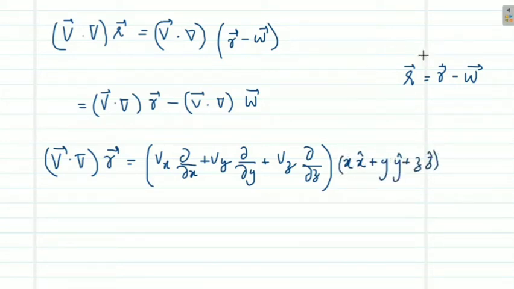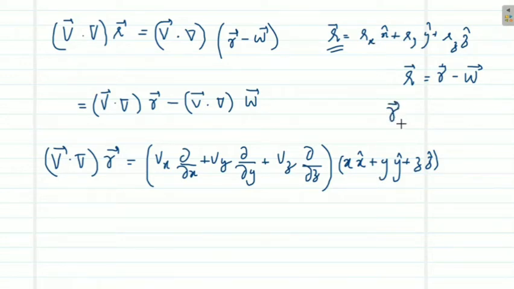So please keep in mind we have two r bar. For curly r bar we substitute rx into x cap plus ry into y cap plus rz into z cap. For r bar we substitute x cap plus y cap plus z cap. We know the curly r bar is the vector connecting the charge and the point, and r bar is the vector connecting the origin and the arbitrary point we choose.